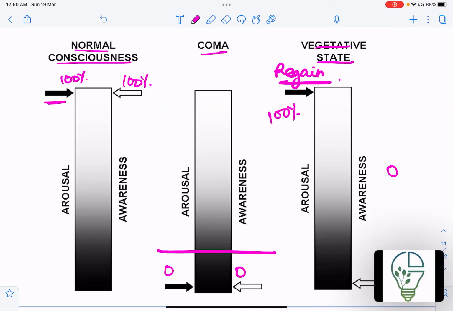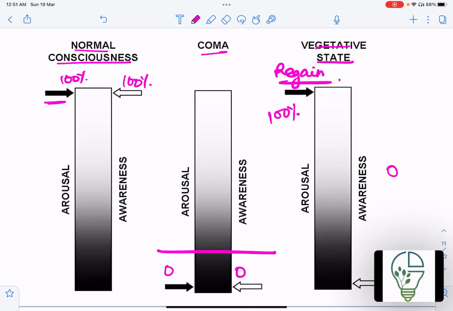So it's like a swing balance. So for example, some patients will have random blinking movements. They'll have random twitching of the hand. So the patient's family actually thinks that they're getting better, when in fact, this is their arousal that's working. This is not really their awareness. They're completely unaware of their surroundings. They don't know who's there.